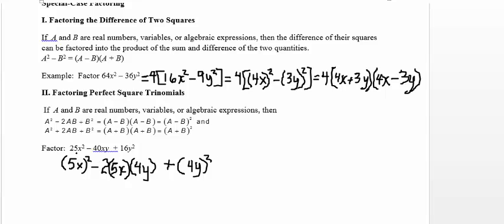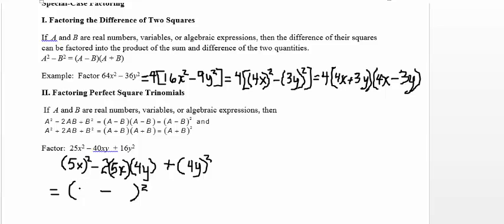If I square 5x, I get the first term. If I add the square of 4y, I get the third term. But is the middle term, minus 40xy, actually equivalent to minus 2 times 5x times 4y? And you will find that it is. So this then will be a binomial squared. The operation in the binomial will be whatever operation is in front of the middle term. So there will be a subtraction here.